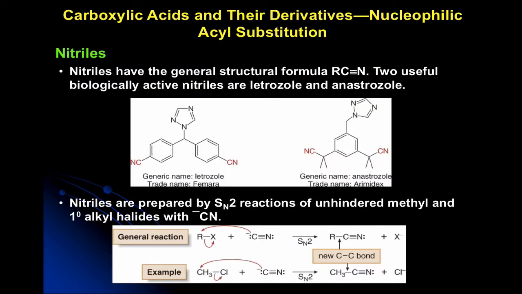So we've already talked a little bit about nitriles, so I'm not going to spend a whole lot of time on this. You all can go through this on your own. These are some biologically relevant nitriles. You can do some Googling on it if you're more interested. We talked the other day about being able to make nitriles from SN2 reactions pretty easily. So nothing new there.